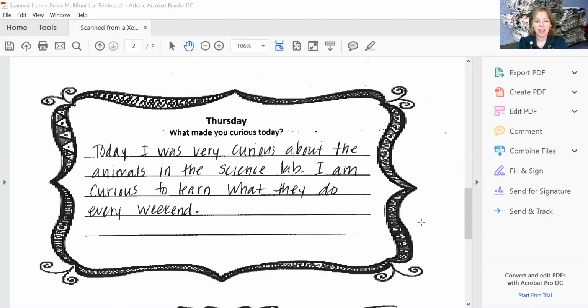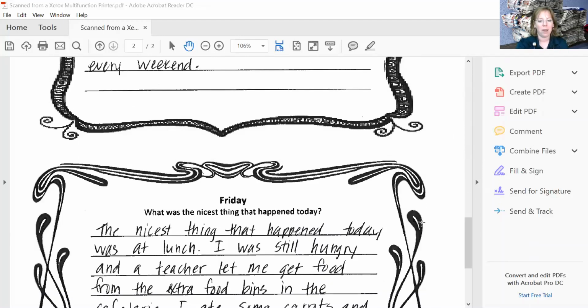Another sentence. I am curious to learn what they do every weekend. So I said what I was curious about and what I would want to learn about. I think that makes a really good reporter, because you don't just leave your audience hanging on knowing that you're curious about the animals, but what is it exactly you want to know? Well, I want to know what they do on the weekends when we're not here. All right, let's take a look at Friday.